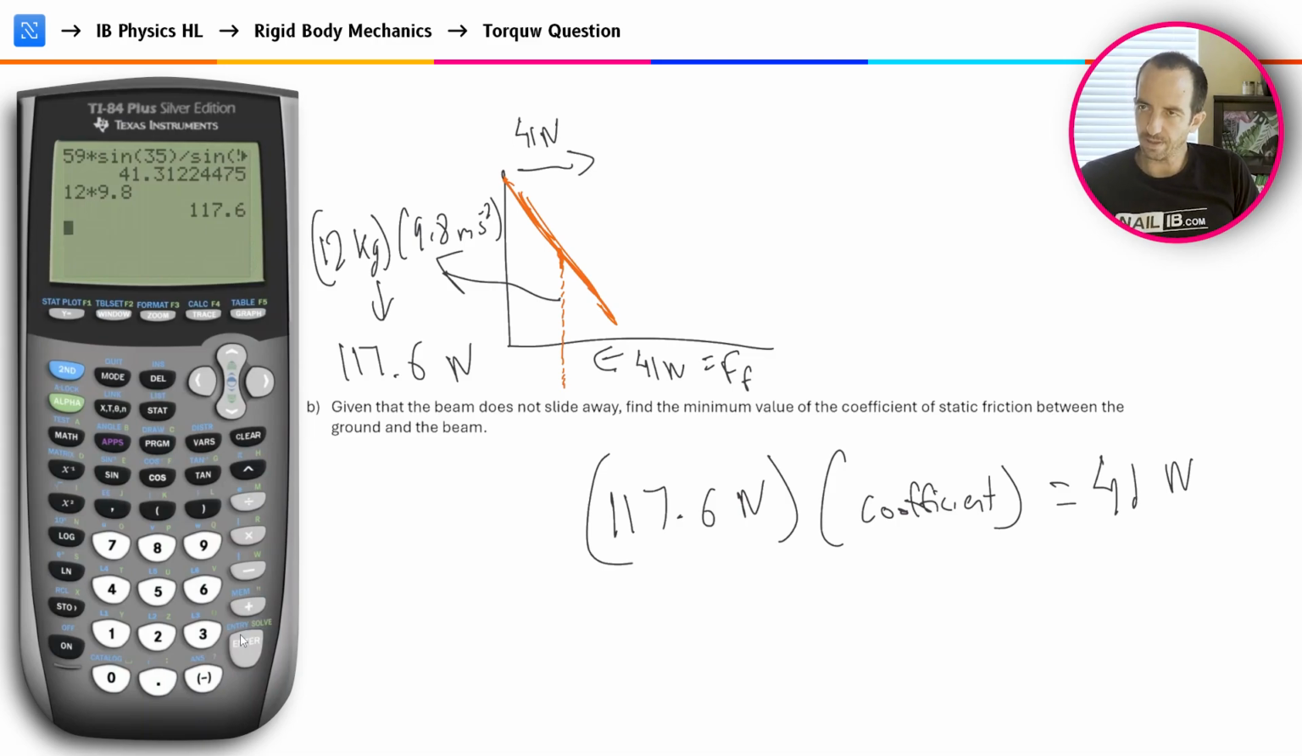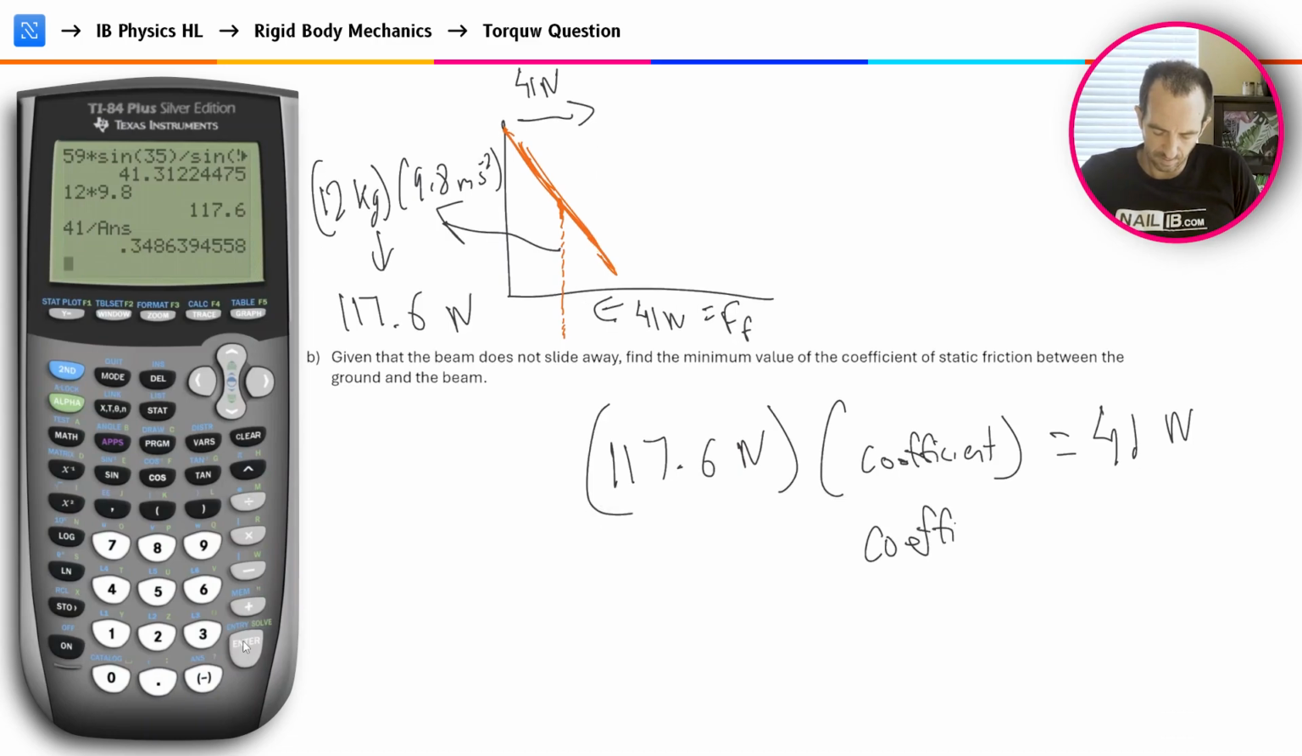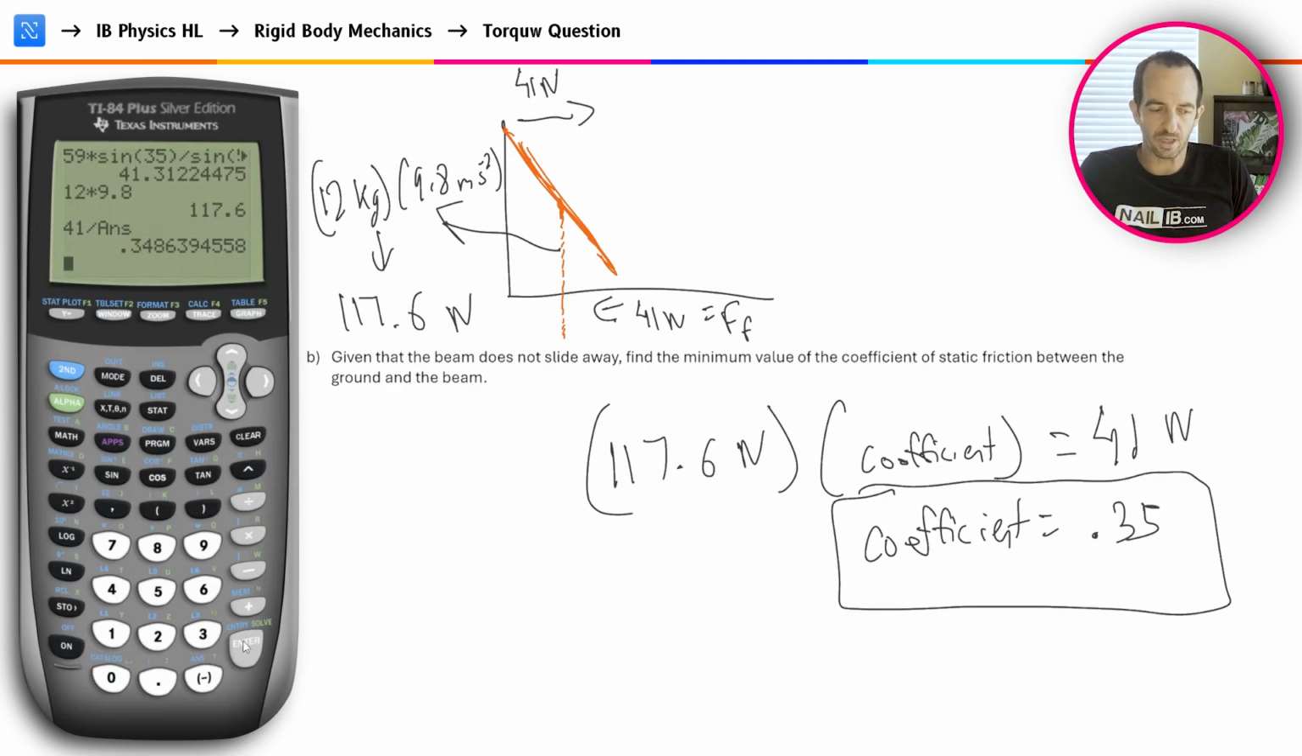And we can do this again on the calculator. We have 41 divided by the answer, giving us a coefficient of 0.35. Remember from earlier lessons when we were talking about friction, friction is the force that resists movement. So to prevent the ladder from moving sideways horizontally, the static coefficient times the weight needs to create sufficient friction to countervail the 41 newtons that's pushing the ladder to the right. In this case, we need at least a coefficient of static friction of 0.35, right?